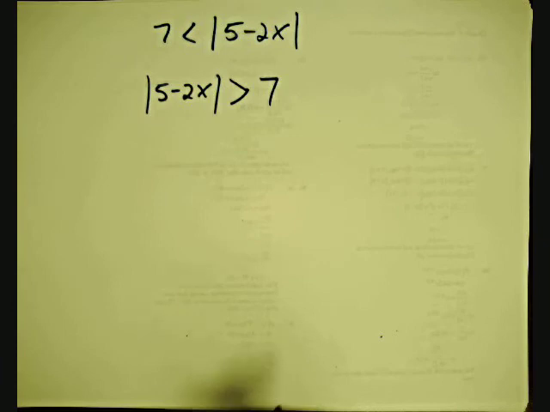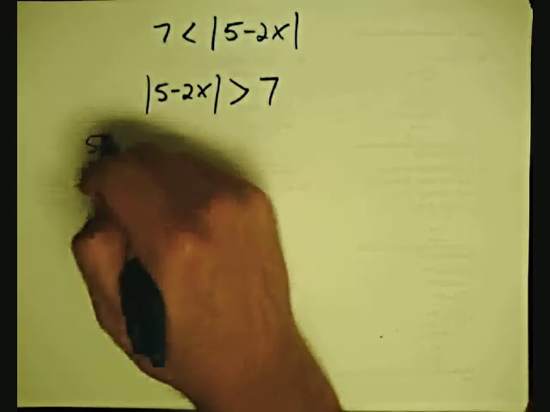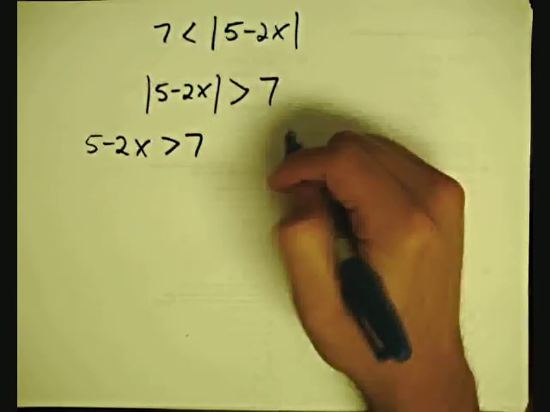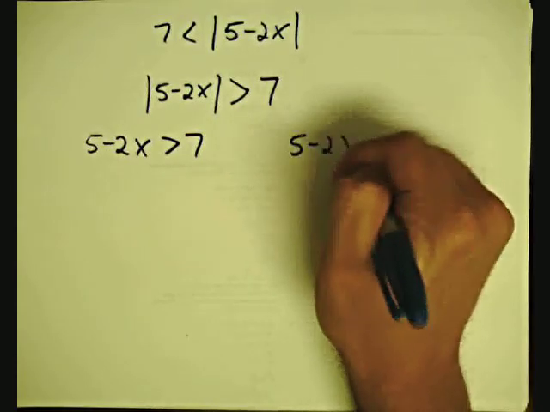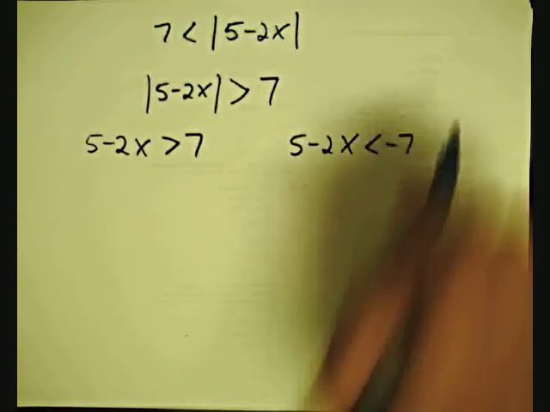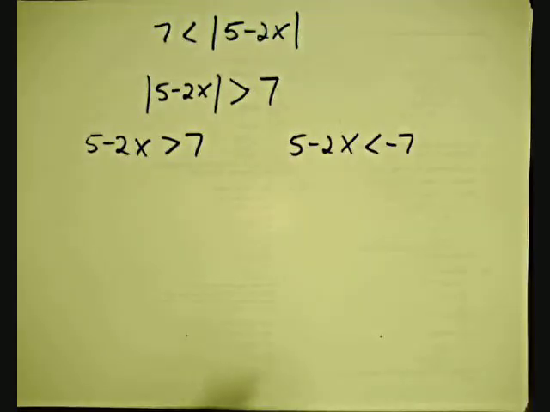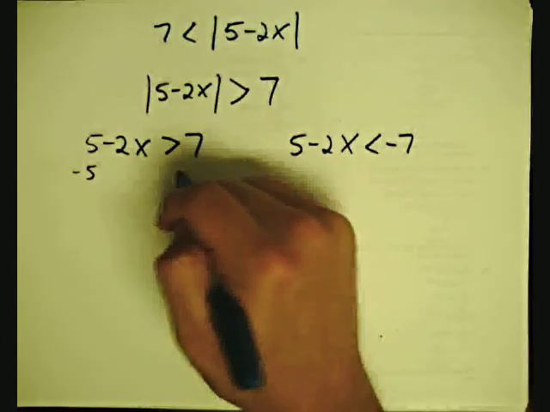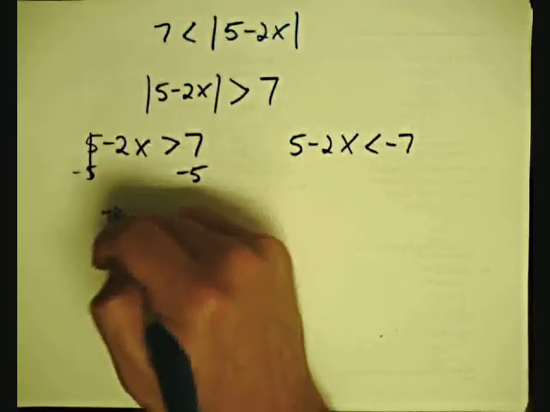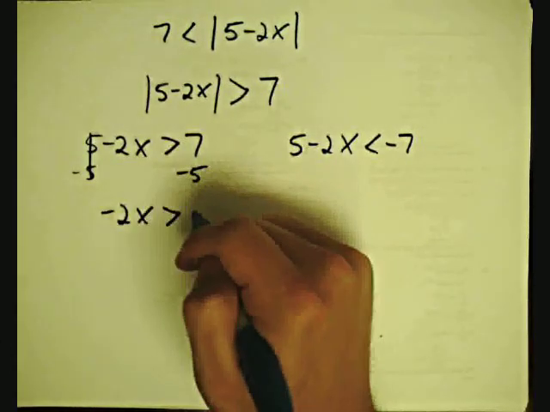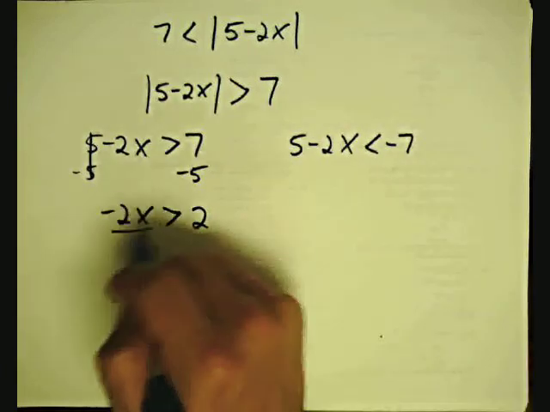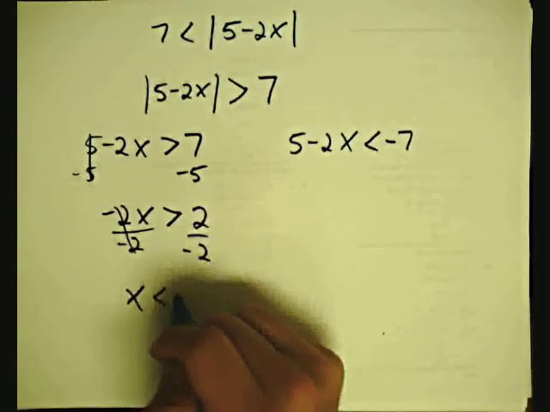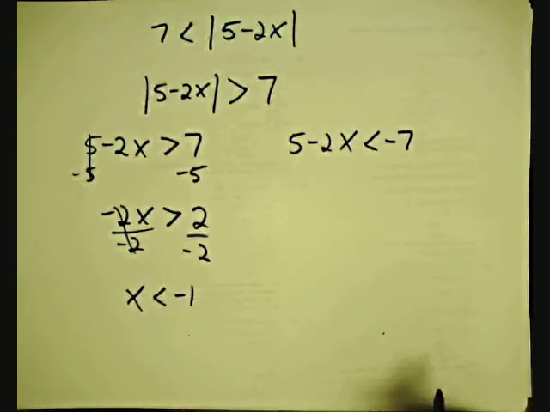Okay, so now it matches with how our absolute value rules were set up, so we certainly want to use the greater than rule and say 5 minus 2x should be greater than 7, or 5 minus 2x could be less than negative 7. Both of those will solve the inequality. So solving these, subtract 5 on both sides. Negative 2x is greater than 2. Divide by negative 2. And x is less than negative 1.